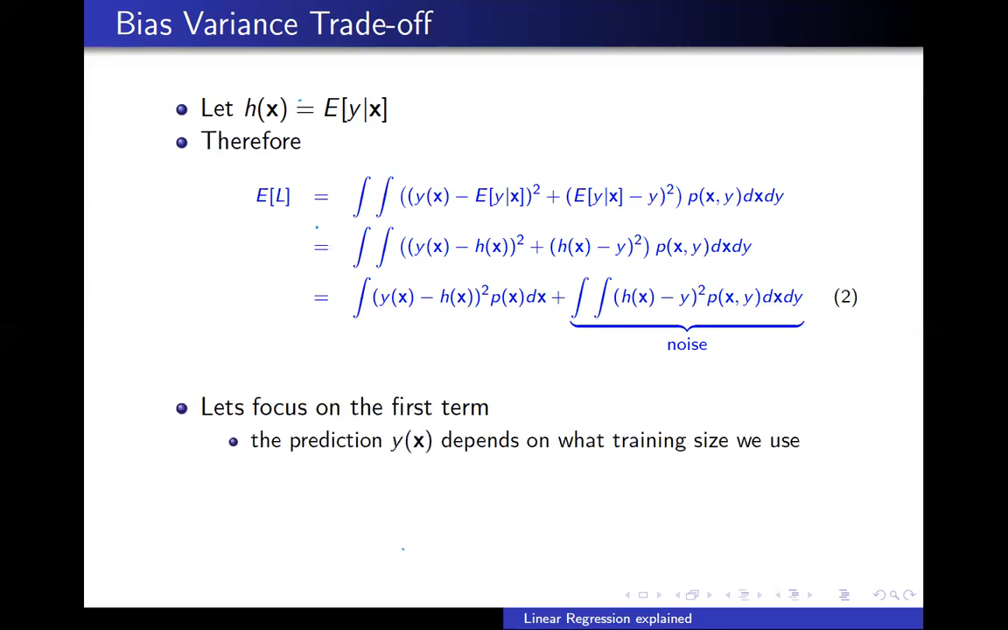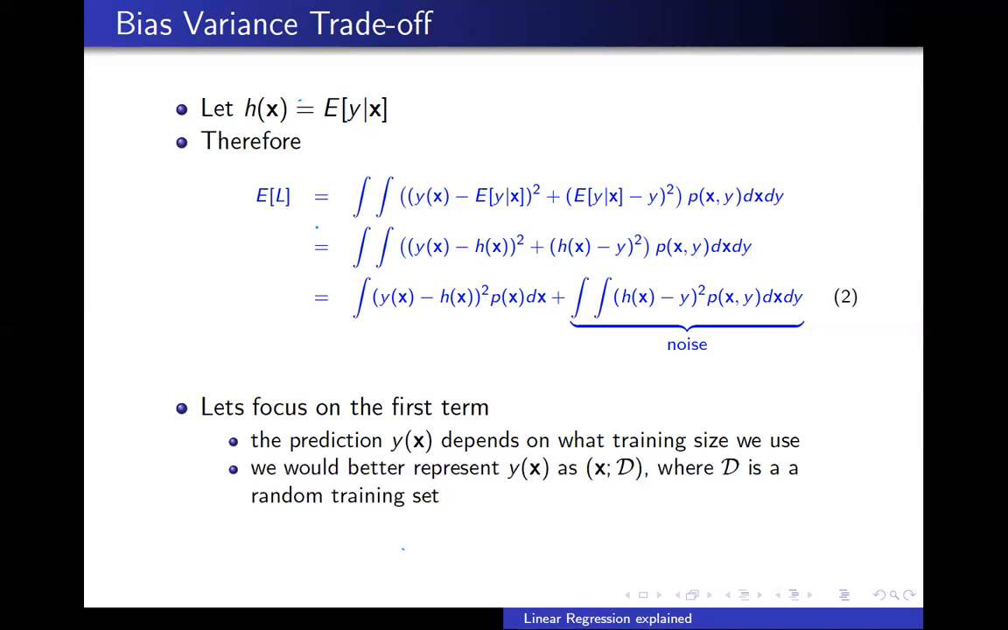So let's focus on the first term. The prediction y of x depends on what training data set we use, because if you use a different training set, involving, let's say, 100 examples versus 200 examples, or even if the training set size is the same, depending on what exact training points are included in that set, we'll have different variations in our solution.